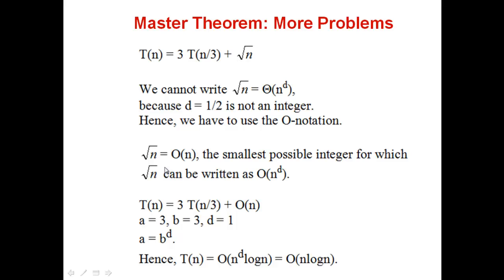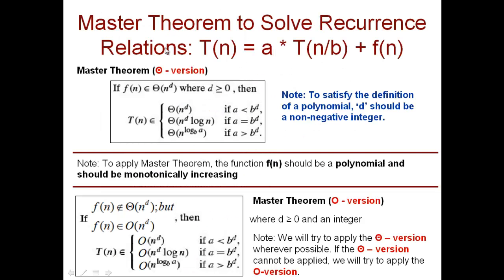That's the smallest possible integer for which square root of n can be written as big O of n raised to d. So d is 1, a is 3, b is 3. b raised to d, 3 raised to 1 is 3, and it is equal to 3. So it is a equals b raised to d. So if a equals b raised to d, the formula is big O of n raised to d log n. So again, you're using big O notation here.